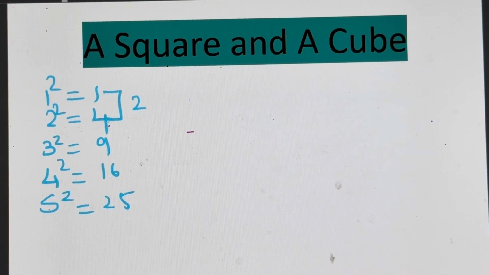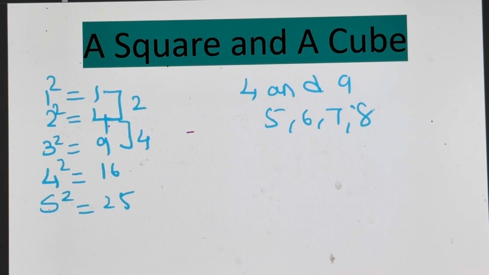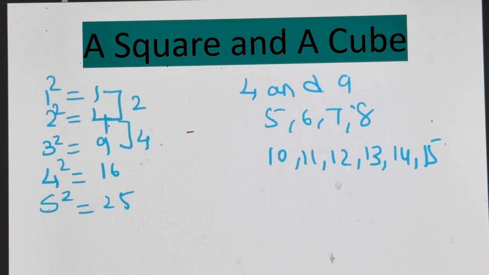So between 4 and 9, we have 5, 6, 7, 8. That means total 4, right? There are 4 numbers. So I've written 4. Similarly after 9 to 16, we have 10, 11, 12, 13, 14, 15. So how many are there? 1, 2, 3, 4, 5, 6. So 6 numbers. Right?